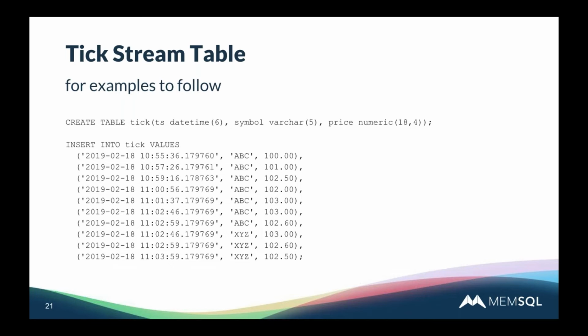So this example table has a high resolution timestamp and then a stock symbol and then the trade price. This is oversimplified, but I just want to use this simple example for some future queries I'm going to show you.